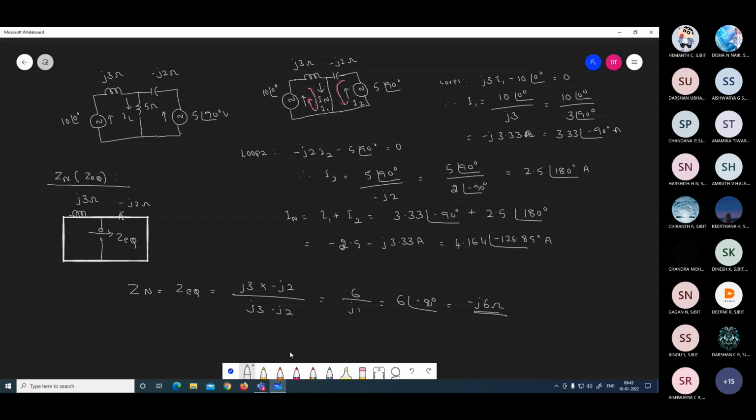Is it clear up to this? Yes, sir. Okay. Next, you have to connect the load and find out the current flowing through the load.